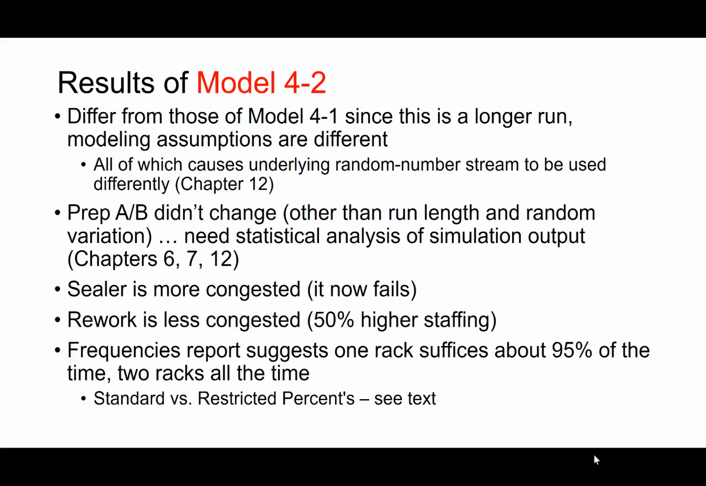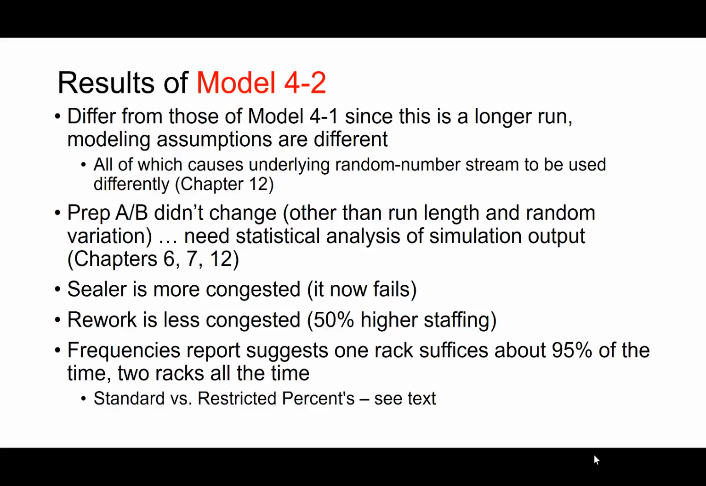The results of Model 4.2 differ from those of 4.1 for a few different reasons. Of course, this one is a bit of a longer run, and we've also changed some of the assumptions. The prep for A and B didn't change. That's no particular surprise other than just some variations for the run length and random variability. And then the sealer is definitely more congested because it's got the chance for failure. Rework, incidentally, is less congested because you have it staffed higher.